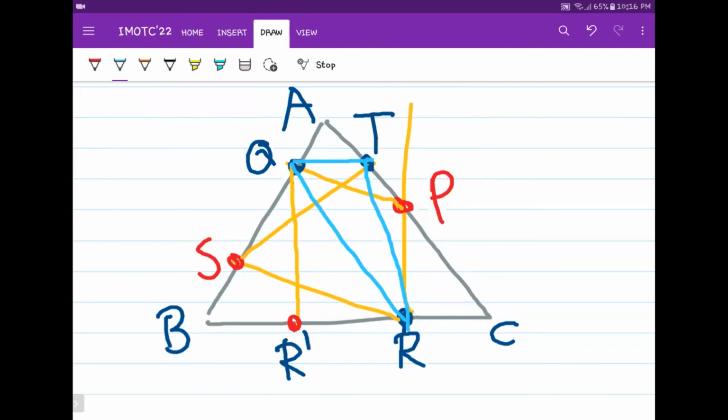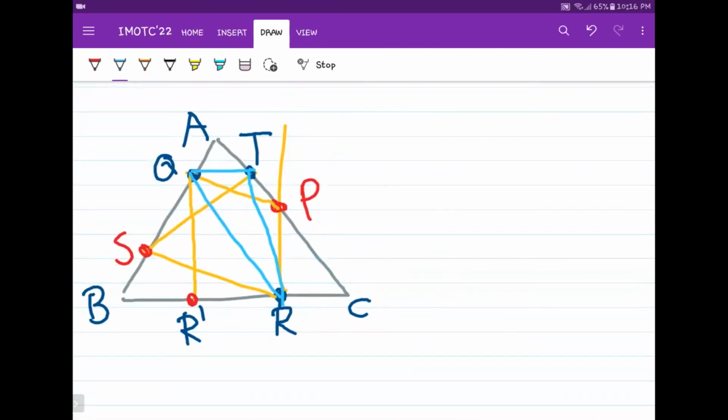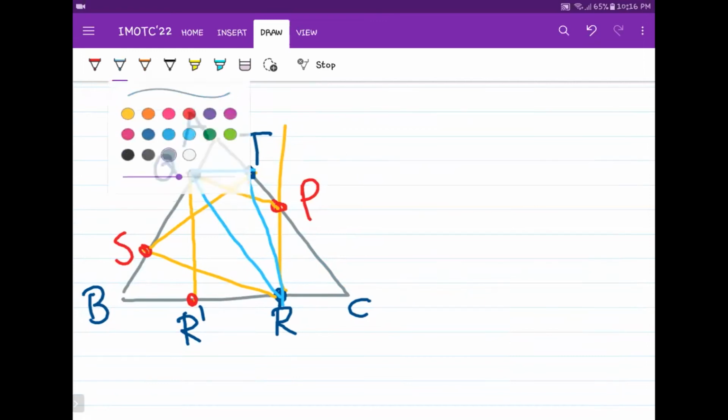What if we instead assume that CP is equal to 2AP? Then the perpendiculars are very nice, because then RQ becomes perpendicular to AP. Good observation that we somehow want to have a good looking hexagon. This might not always work for all PQR, ST, R dash, but what if we work only with the regular one?